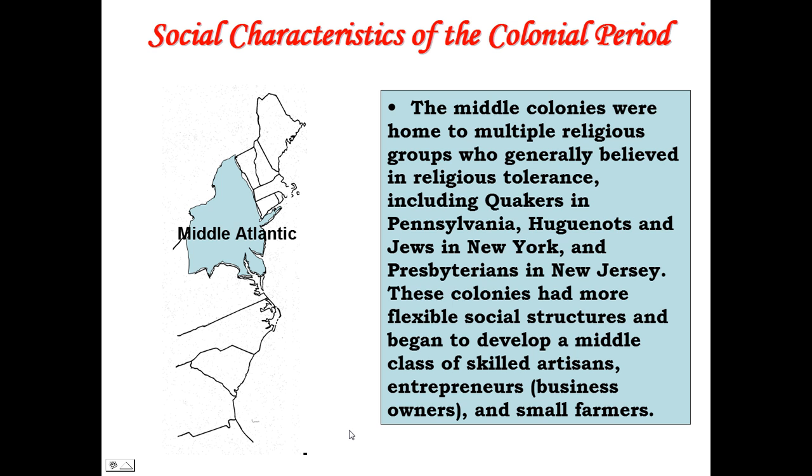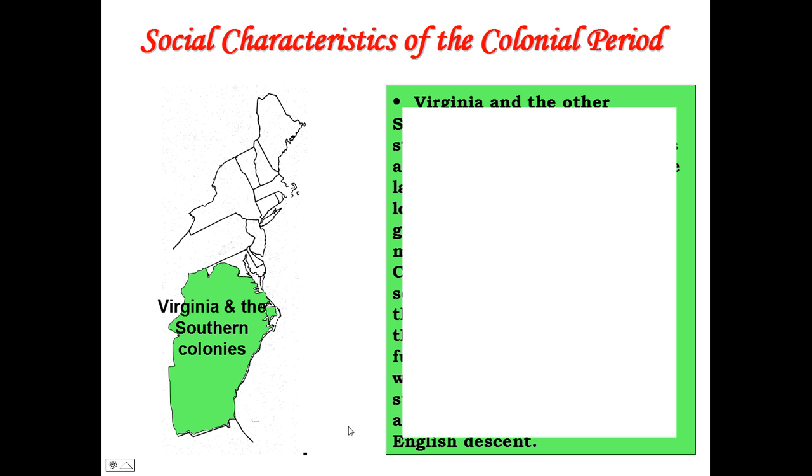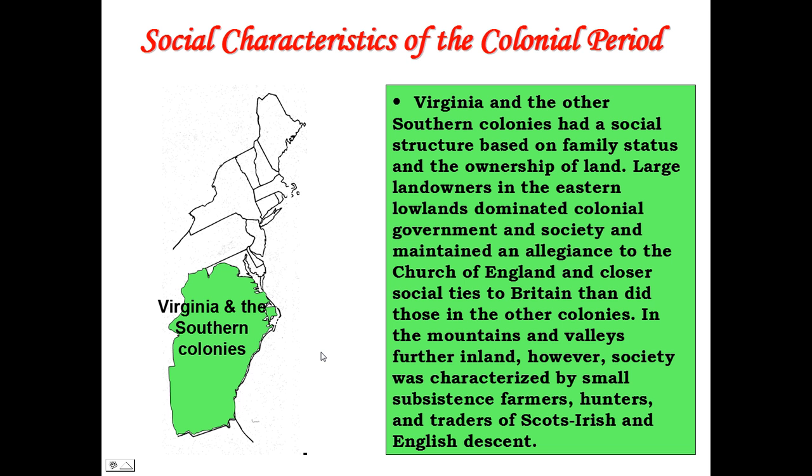And Virginia and the other southern colonies had a social structure based on family status and the ownership of land. Large landowners in the eastern lowlands dominated colonial government and society and maintained an allegiance to the Church of England and closer social ties to Britain than those in the other colonies. In the mountains and the valleys further inland, however, society was characterized by small subsistence farmers, hunters, and traders of Scots-Irish and English descent.